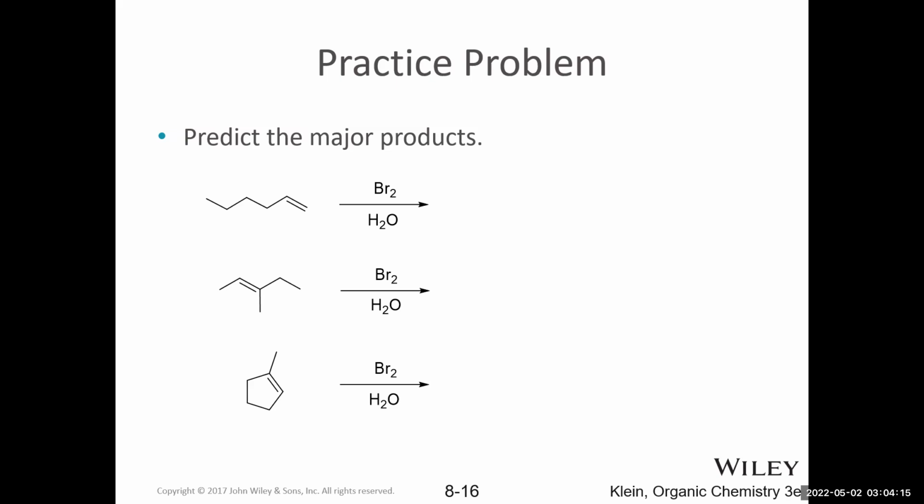So we need to make sure that the bromine and the OH are getting added from opposite sides of the pi bond. So very similar to halogenation. The difference is that you replace that bromine on the more substituted carbon with an OH, and you'll be able to draw the products very easily.